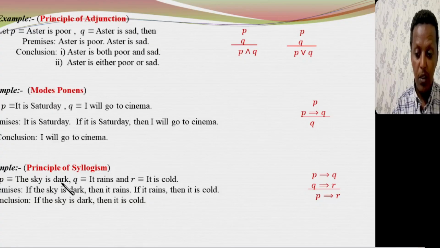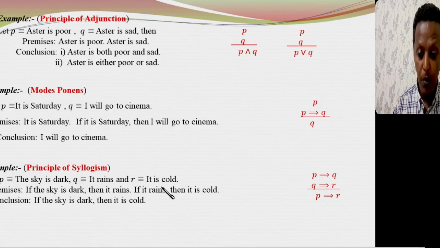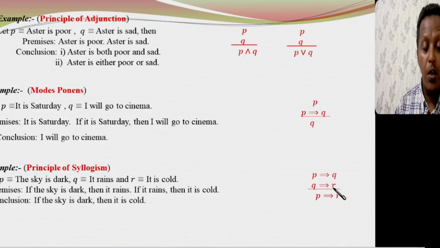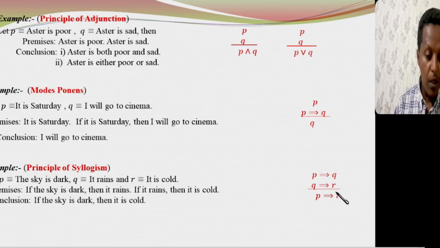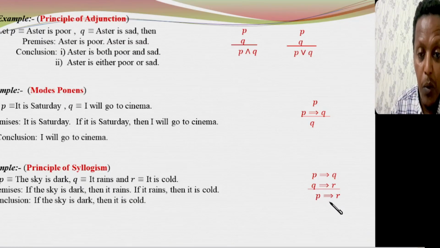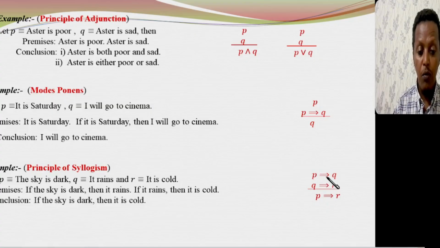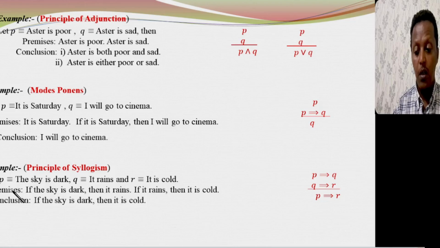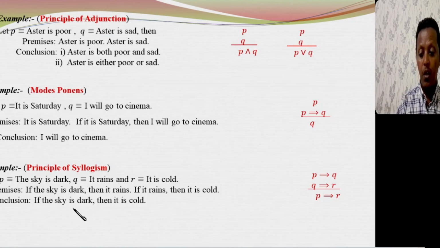Symbolically, the first premise is what? We let P be what? The sky is dark. So if P, then Q. If the sky is dark, then it rains. That means P implies Q, the first premise. If it rains, if Q, then it is cold. If Q, then R. So these are the two premises. The first one, symbolically, P implies Q. The second, Q implies R. From the principle of syllogism, P implies R will be what? True. Whenever these are true, P implies R will be what? True.